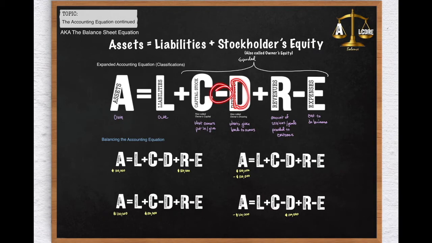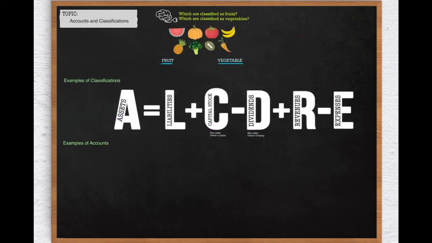For dividends or drawing, that minus sign implies that dividends or drawing decreases stockholders' equity. Revenues has a plus sign, so revenues will always increase stockholders' equity. Finally, expenses has a negative sign in front of it, and that implies that any expense transaction will decrease stockholders' equity. It's just language that we've got to get familiar with.